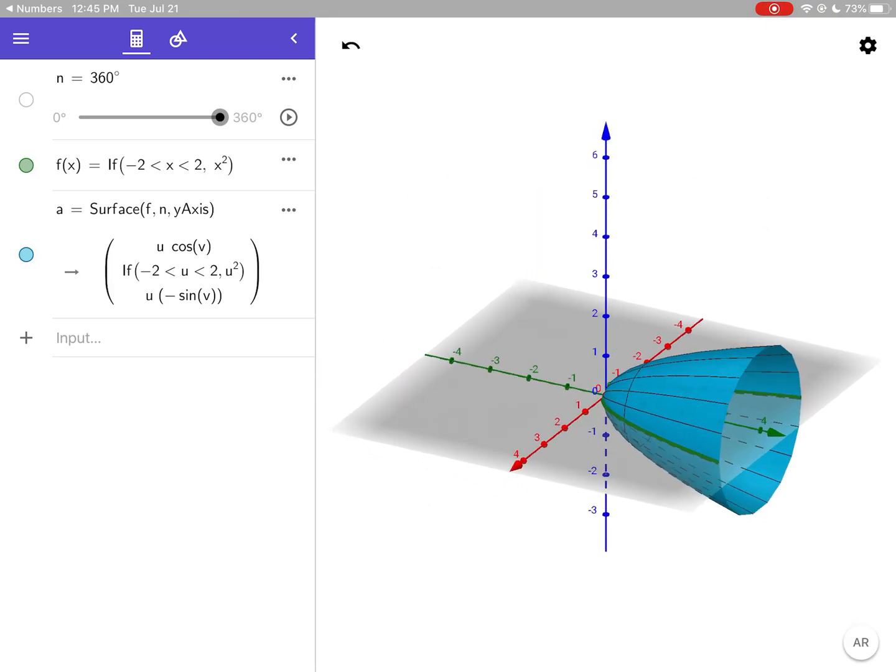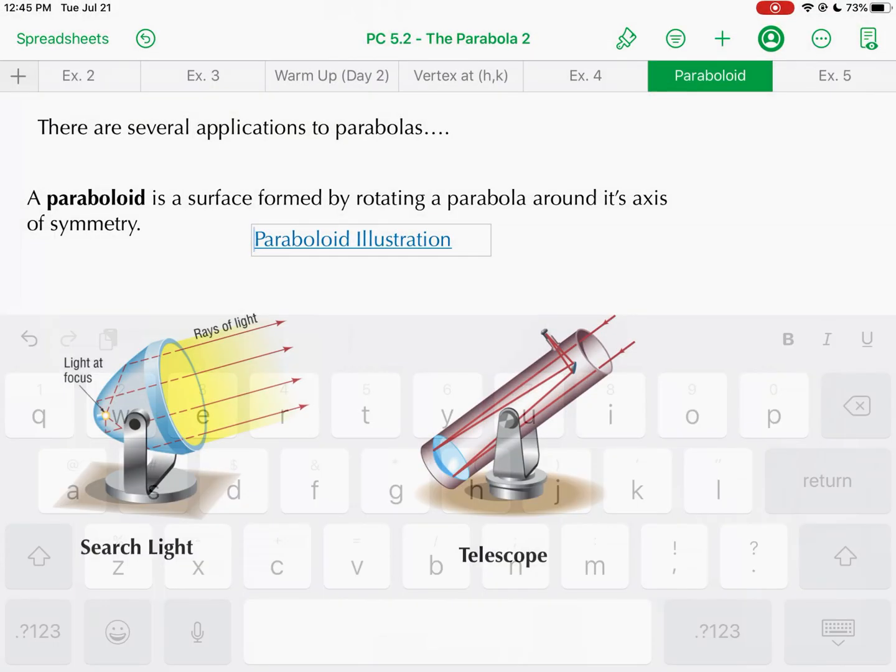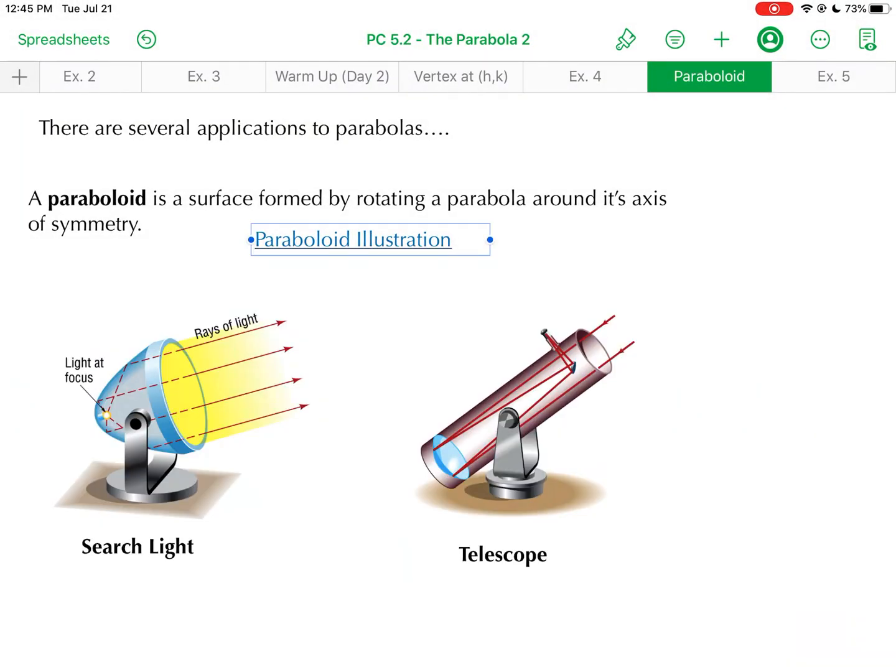And there are several applications to paraboloids. So searchlights involve a paraboloid. Notice that where you position the light source itself, that's like the focus related to the parabola that has created the paraboloid making the light. You also have a telescope. It has a paraboloid that helps reflect your images off the paraboloid to help you visualize everything through the telescope.